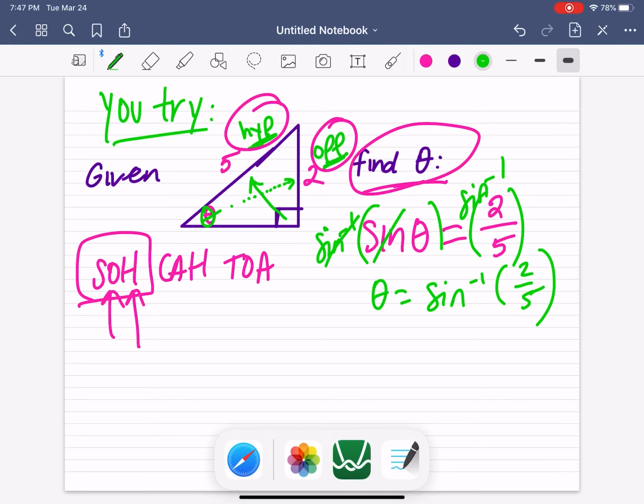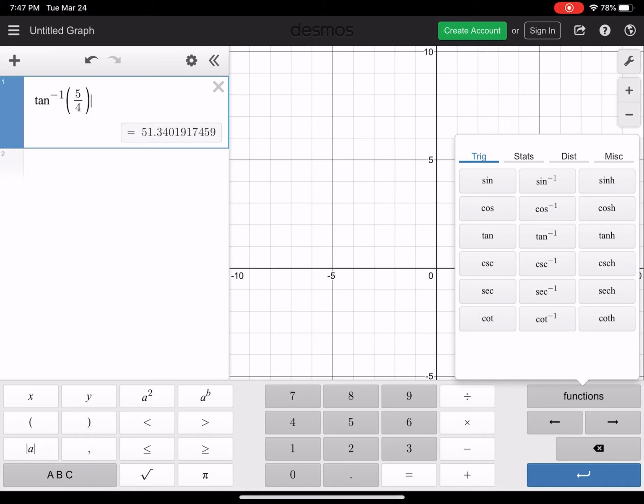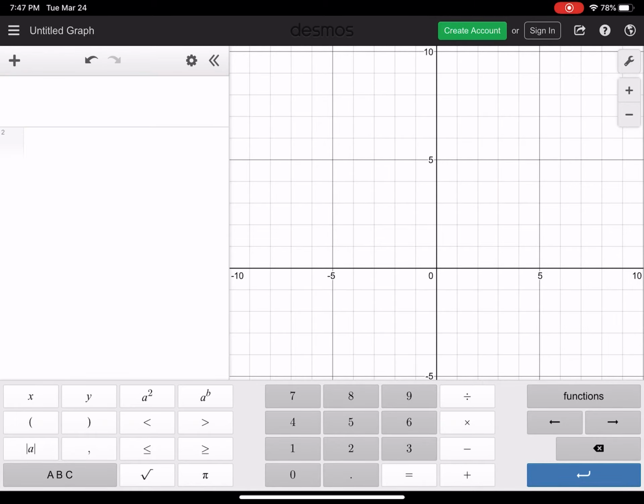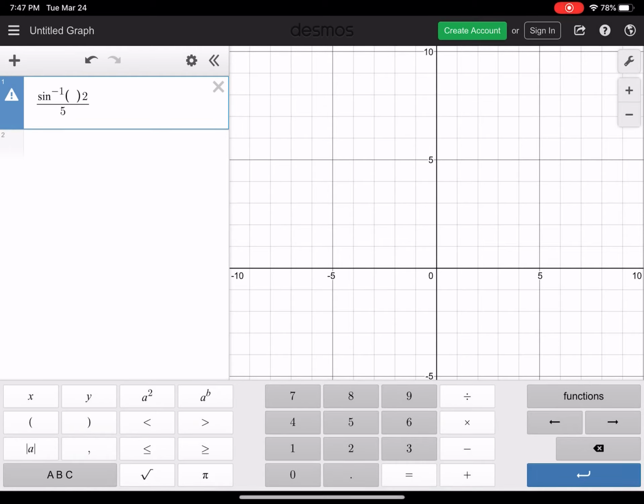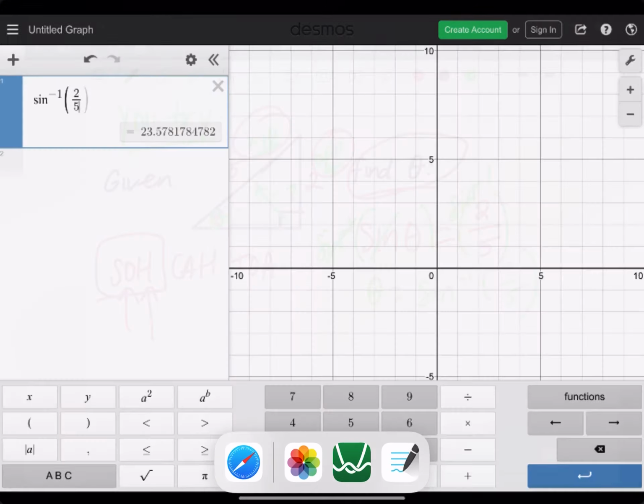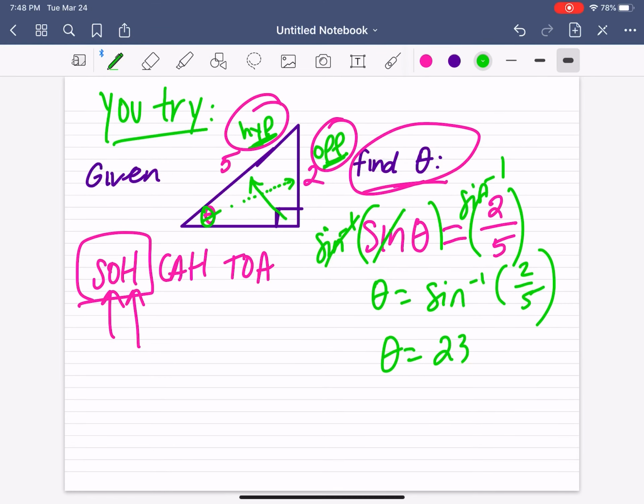So let's go to our Desmos calculator and type it in. So go to functions, inverse sine. I'm typing in the wrong thing. Inverse sine of, what was that, 4 over 5? 2 over 5. So inverse sine of 2 divided by 5. And the degrees are 23.58. So theta equals 23.58. So again, the angle measurement for this angle is 23.58.